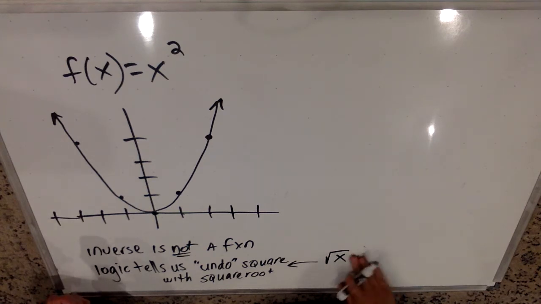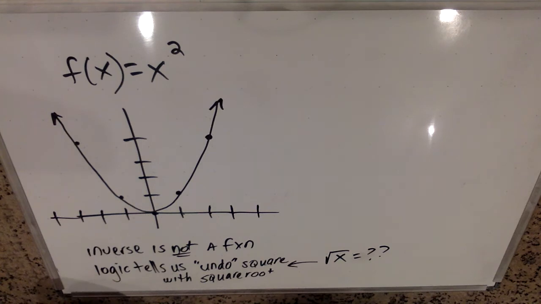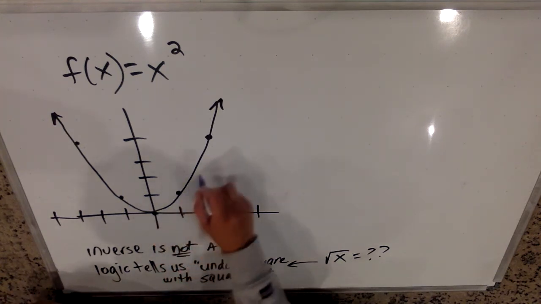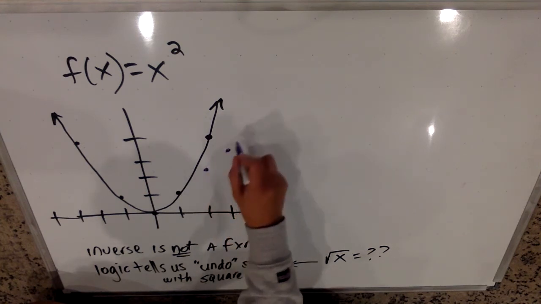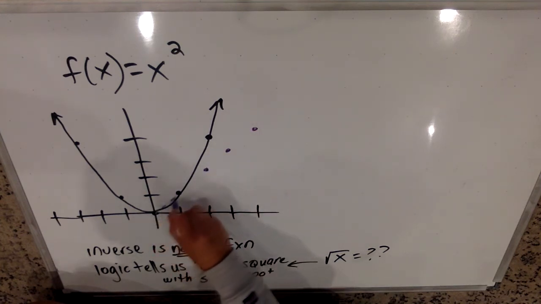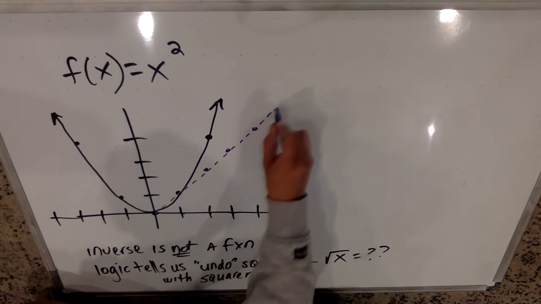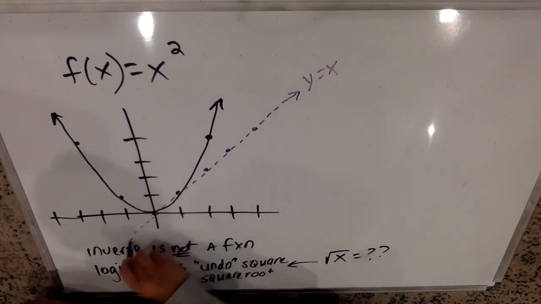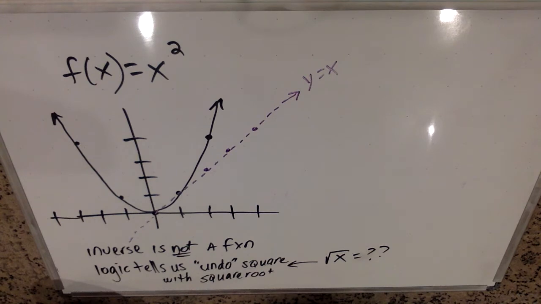So is that our inverse? Well, let's think about what the square root of x would look like. Let's go ahead and put our line. Here's (0, 0), (1, 1), (2, 2), (3, 3), (4, 4). Here's that line that we're going to reflect over every time we make an inverse. That's y equals x. So the question is, is the square root of x our inverse function?